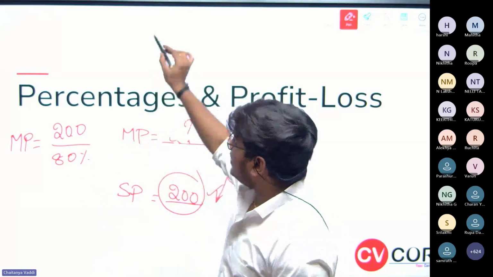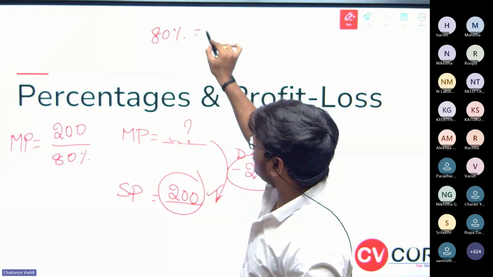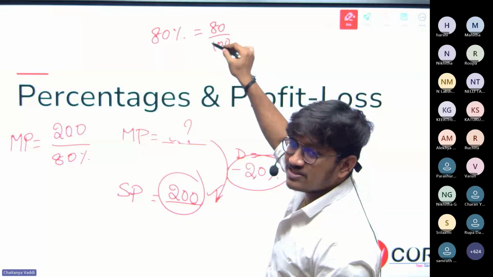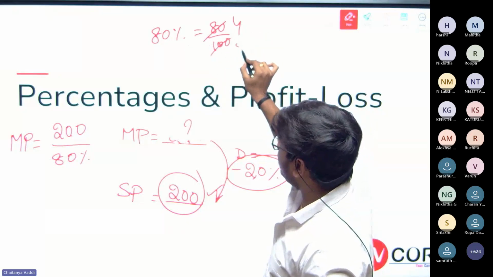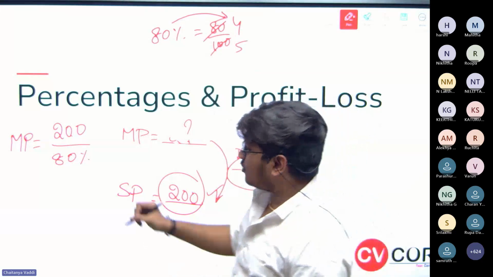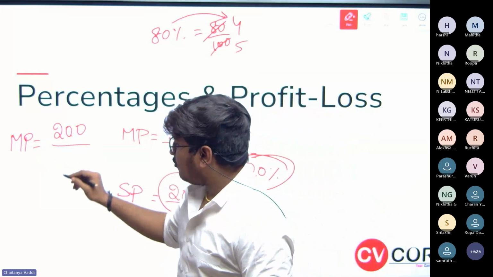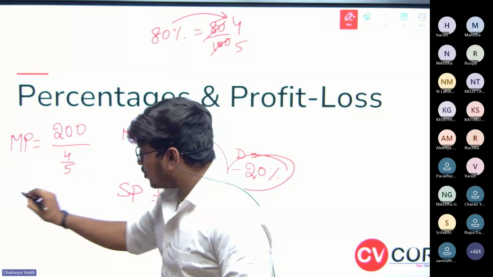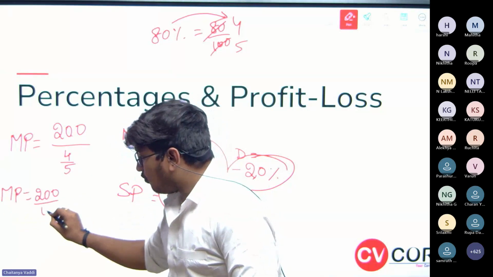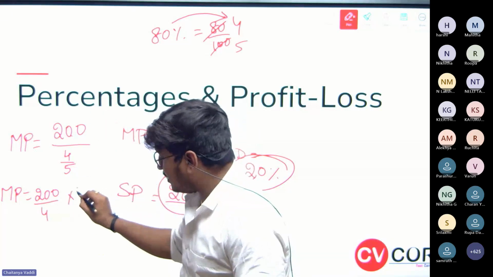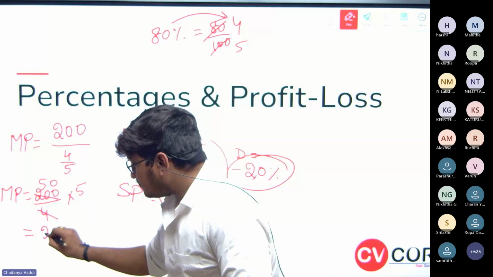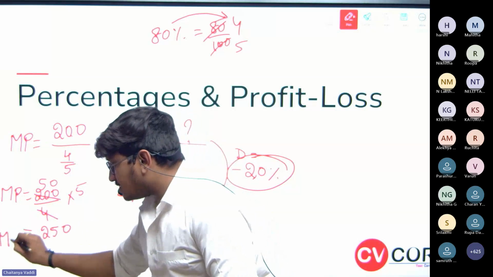Now, as we know, 80% you can write in the form of fractions, so 80 by 100, right? 80% means 80 by 100. Dividing by 20s, 80% can be written as 4 by 5, correct? So instead of 80%, you can write 4 by 5. Now the market price is 200 by 4 by 5. This 5 will go to the numerator, so it will be into 5. 4 ones are 4, 4 50s. So 50 into 5 is 250. So the market price is 250.